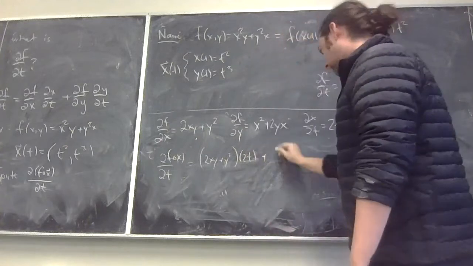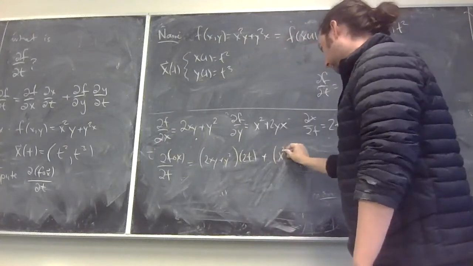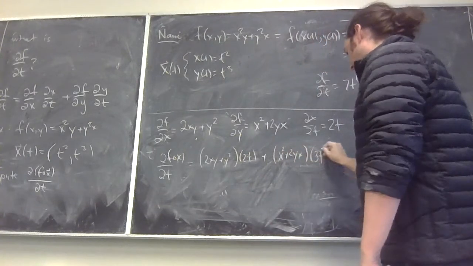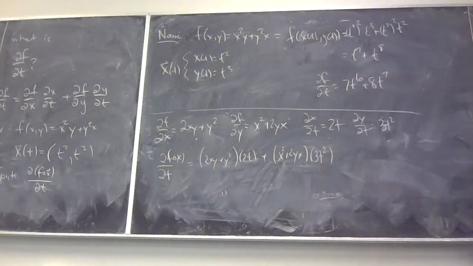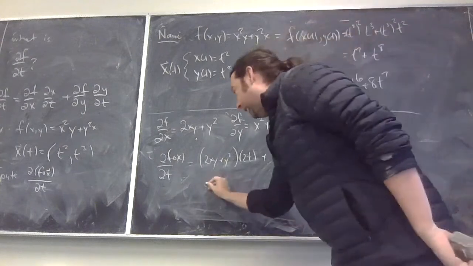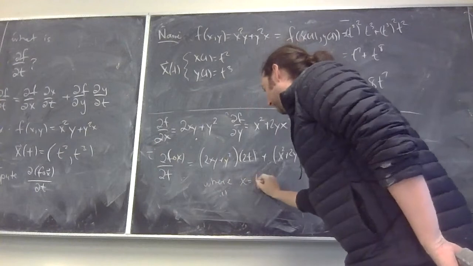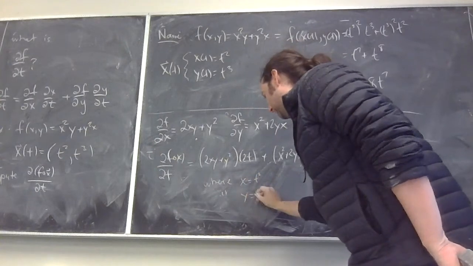plus df dy, which was, times dy dt. Oh no, I have variables that don't match. X's and Y's and T's. What do I do? The cop out is to say where X is equal to T squared and Y is equal to T to the third.